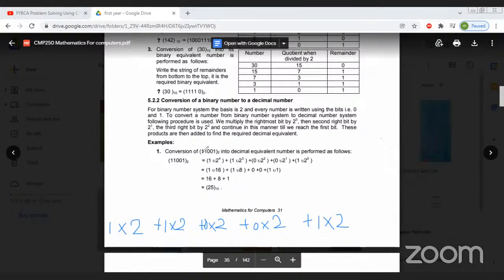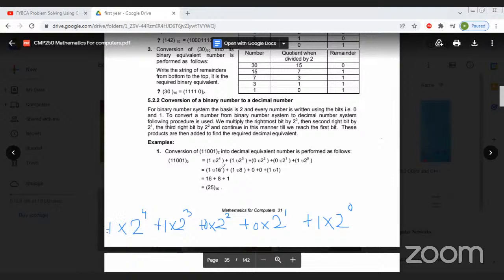After this step, the rightmost number will have the multiplied value of 2 raised to 0. And it will be in an increasing form: 2 raised to 1, 2 raised to 2, 2 raised to 3 and 2 raised to 4. Then you have to solve the sum.